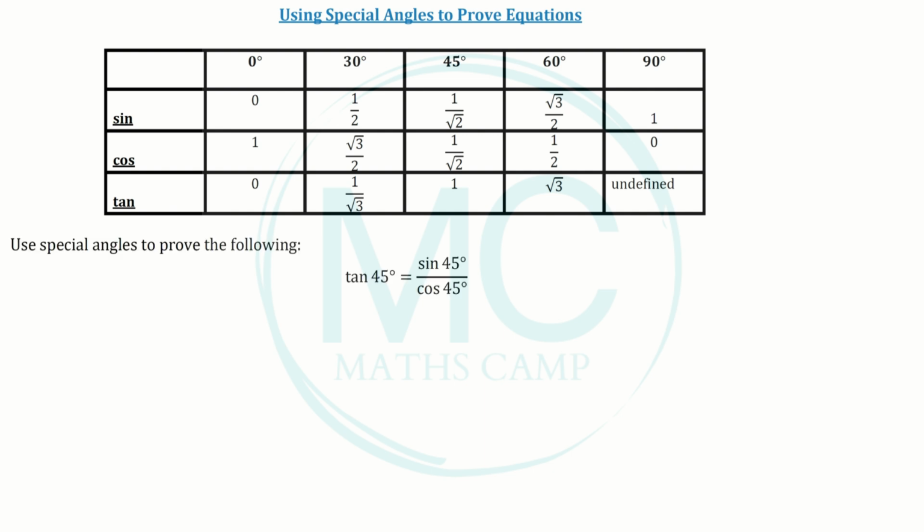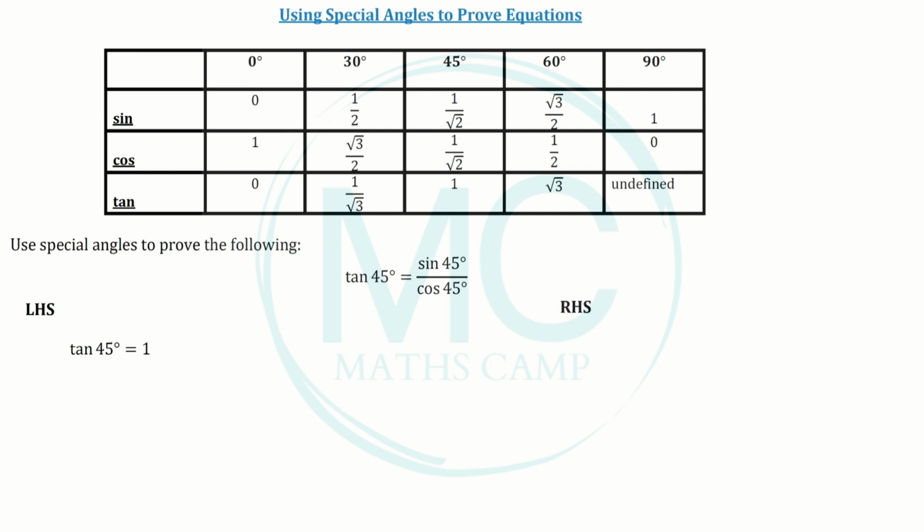Prove the following. Tan 45 degrees is equal to sine 45 degrees over cos 45 degrees. Let's start with the left-hand side. And now we can find the value for tan 45 degrees, which in our table we can see is 1. So we say tan 45 degrees is equal to 1. And we have now simplified the left-hand side. So let's look at the right-hand side.